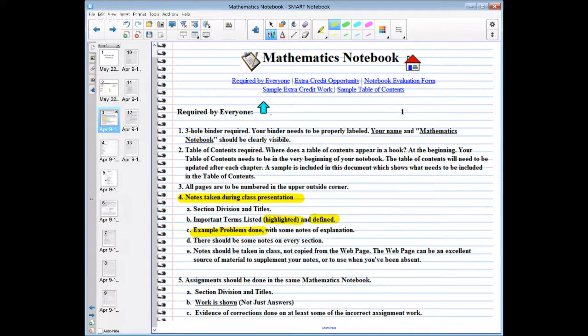Here's an important point. There should be some notes on every section. If you were sick that week, and so I'm sorry I don't have anything for lesson 3.2, you need to go back and get it, of course, with video and with web resources. You can go back and get notes even if you did have to miss or be behind.